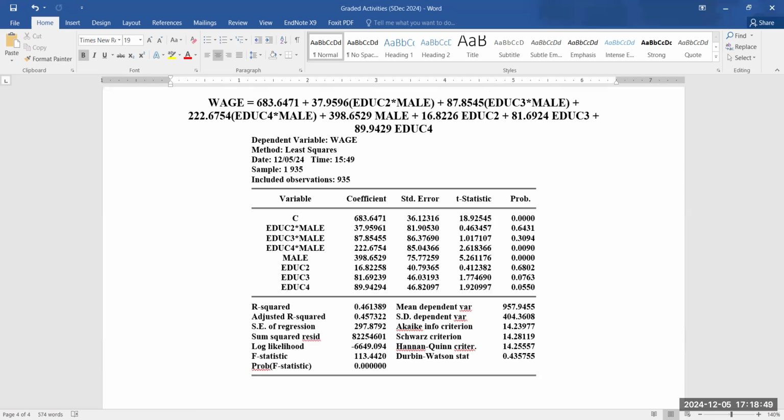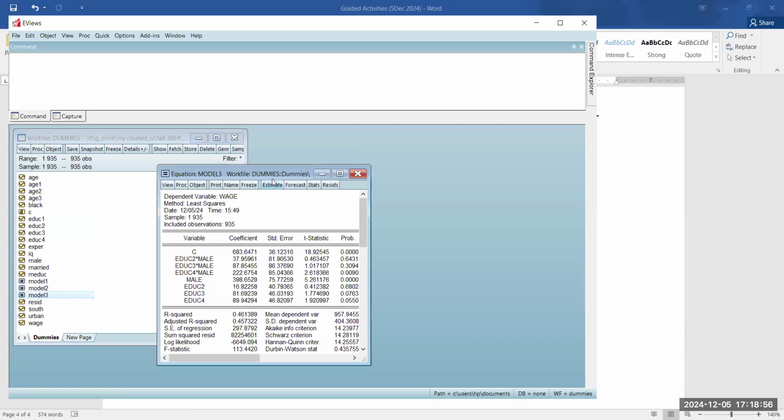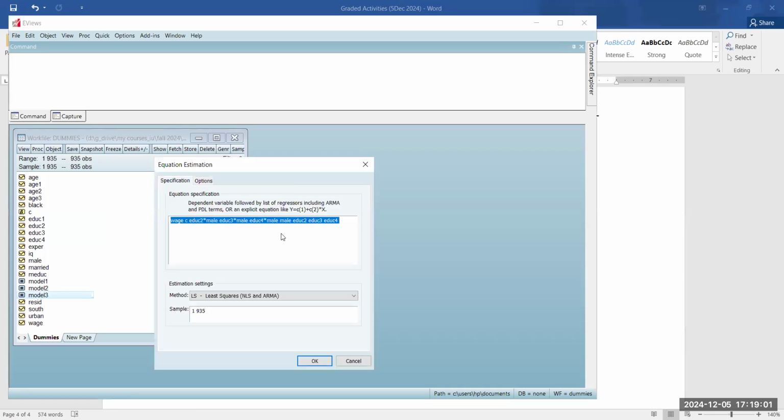First, I will estimate this model. For time saving, I have already constructed this model in eViews. I will show you just the estimation process. This is how to write the equation in eViews: Quick, Estimate, and then copying the variables and putting asterisks between each set of two variables, the coefficients of which will be known as the coefficients of the interaction terms. And when I press OK, these are the results.